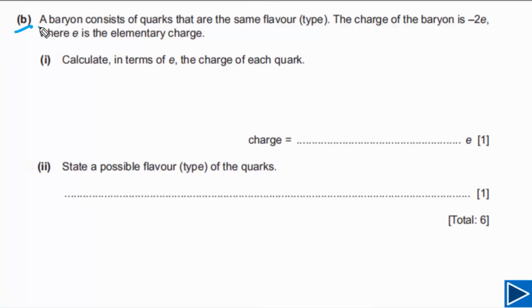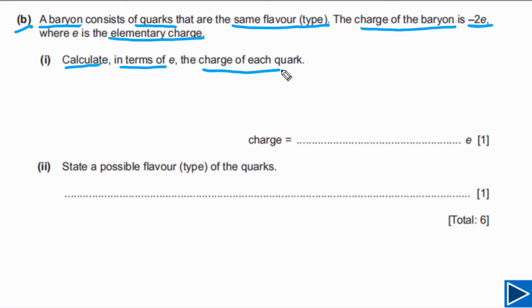For part B, it is given to us a baryon consists of quarks that are the same flavor, same type. Means all of them are the same type of quark. Means all of them can be down quarks, they can be anti-down quarks, they can be up quarks, they can be anti-up quarks, and so on. It is also given to us the charge of the baryon, that is negative 2e. Means e is the charge on a single electron. For part 1, we need to calculate in terms of e the charge of each quark.